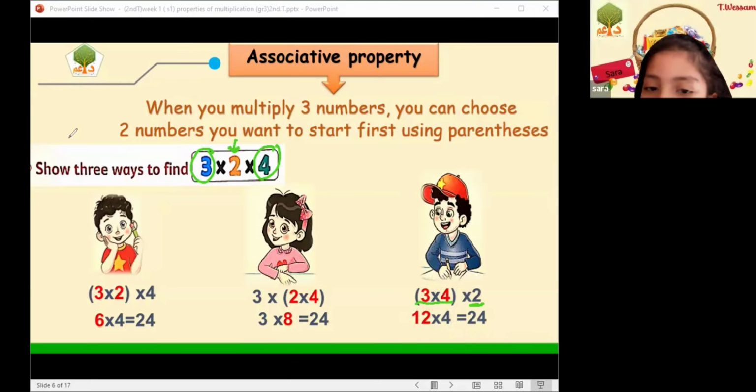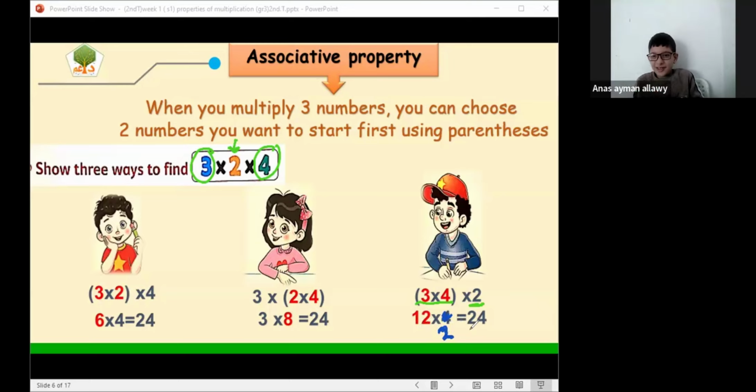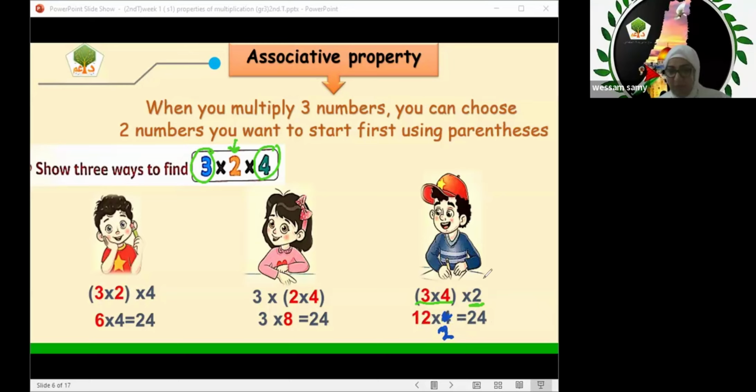Okay, but there is a mistake here, my dears. Sorry, no one noticed it. This number is not 4. This number should be 2, okay? Because 12 times 4 is not 24. So this is 12 times 2, okay? Just by mistake, instead of writing 2 here, I wrote 4.